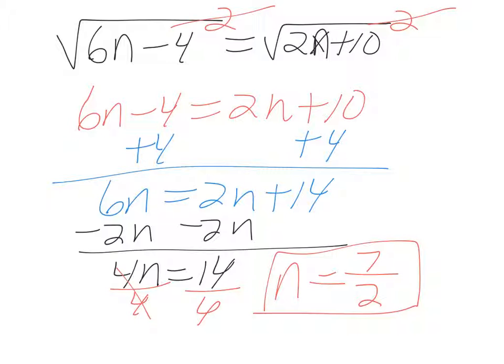So 14/4, 2 will go into both of them. 2 will go into 14 7 times, and 2 will go into 4 2 times, so that's why it's 7 halves.